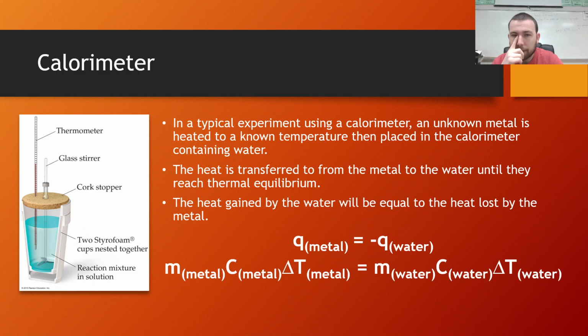Okay, now keep in mind that the final temperature for both the metal and the water should be the same because they're going to reach thermal equilibrium. So the final temperature should be the same, but the change in temperature won't necessarily be the same. And you can use that relationship to determine how much heat was being transferred, right? So really useful experiment, really useful way to measure energy changes.